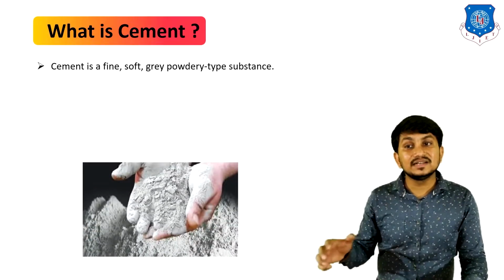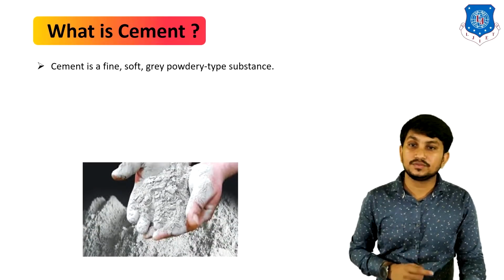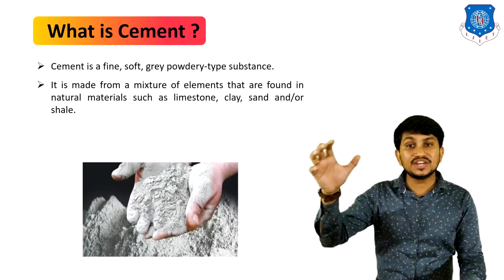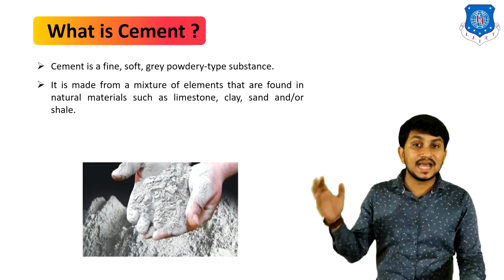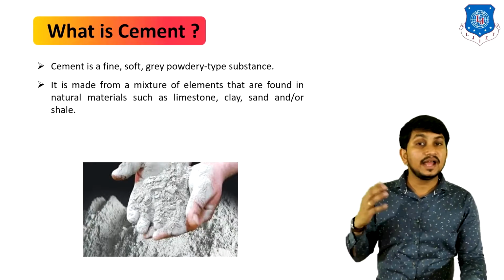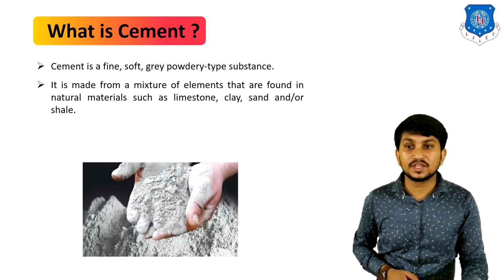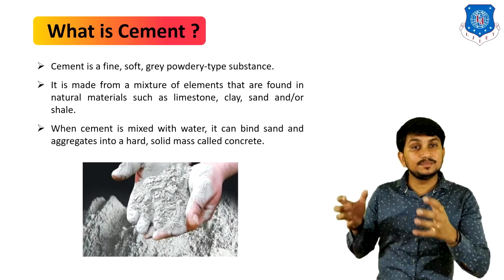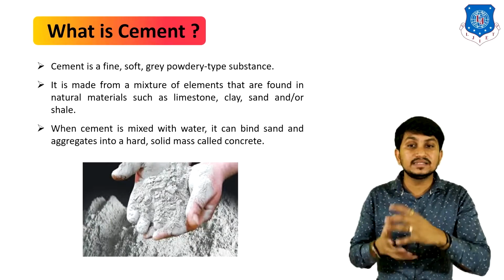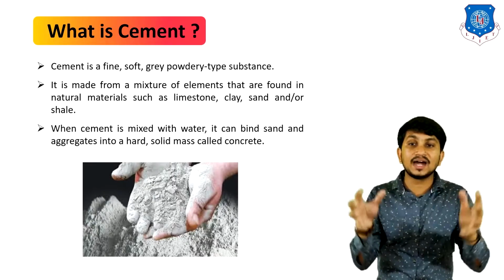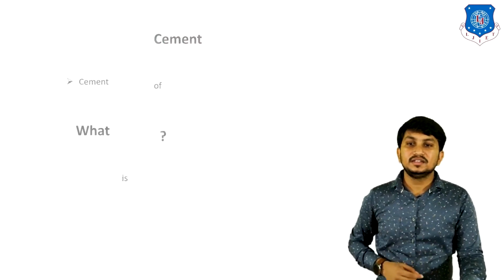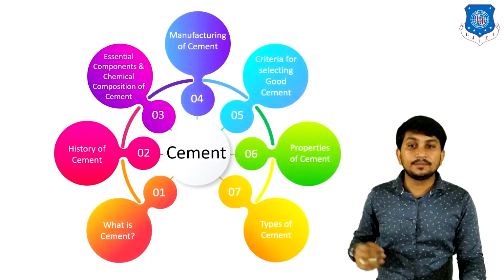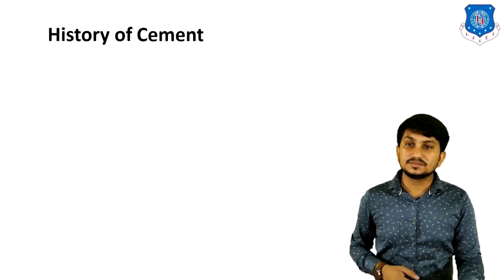You all have seen cement once in your life. It is made from a mixture of elements that are found in natural materials such as limestone, clay, sand, and shell. When cement is mixed with water, it can bind sand and aggregate into a hard solid mass, which is called concrete. Now the second topic is the history of cement.